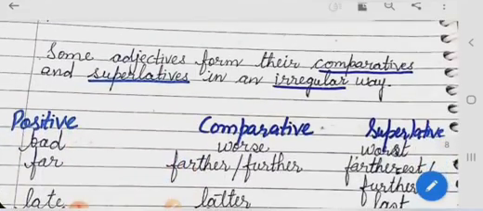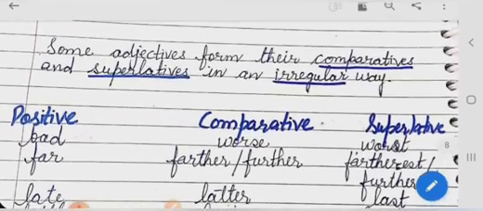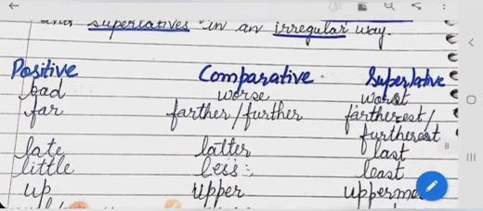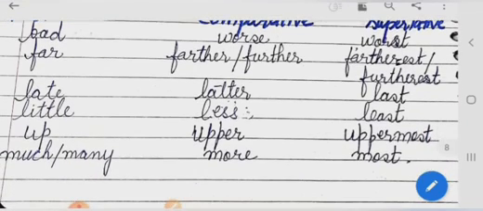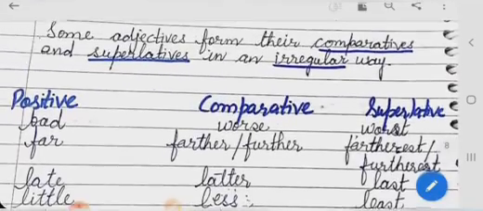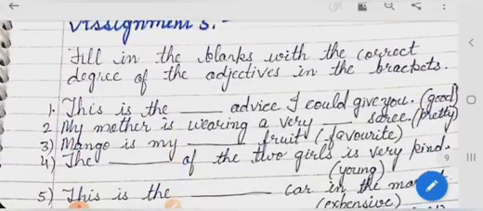Some adjectives form their comparatives and superlatives in an irregular way. कुछ आपने ऐसी डिग्रीज ऑफ कंपैरिजन देखी होंगी जो कि एक इरेगुलर तरीके से फॉर्म होती हैं. Like bad, worse, worst; far, farther, farthest; late, later, last; little, less, least; up, upper, uppermost; much, many, more, most. These are the examples of such type of degree of comparisons. Students, now we are moving further towards our assignment number 5.